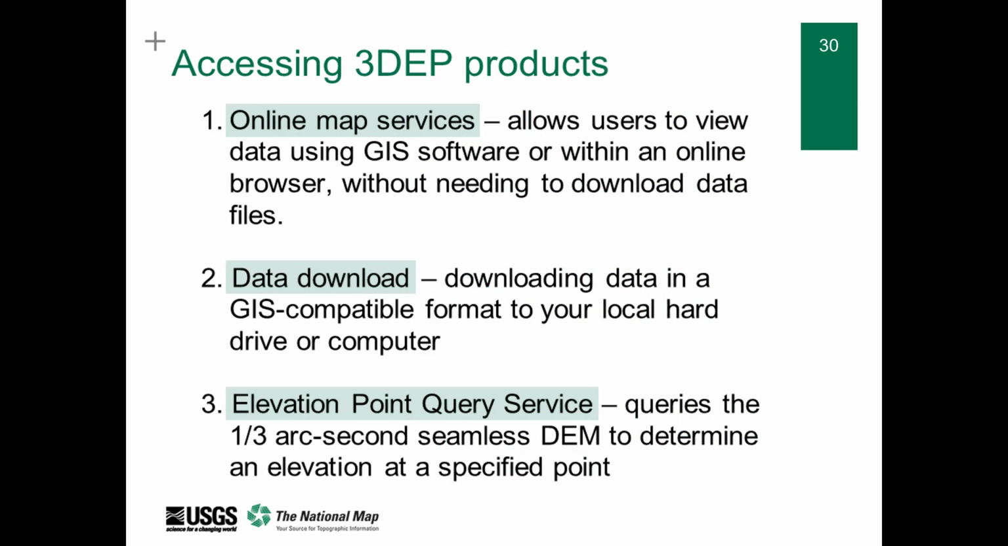Most National Map digital products are typically accessed either by viewing the data through an online mapping service or by downloading the actual data files. 3DEP elevation data can be accessed through both methods. Online map services allow you to view the data in your GIS software, such as ArcMap or Global Mapper, or on certain map viewer websites without needing to download the data files. The alternative is to download the data files and view them using GIS software. USGS also has an elevation point query service, where the seamless DEM will provide an elevation value at a given coordinate. The URL for this service is shown in the upcoming links page.